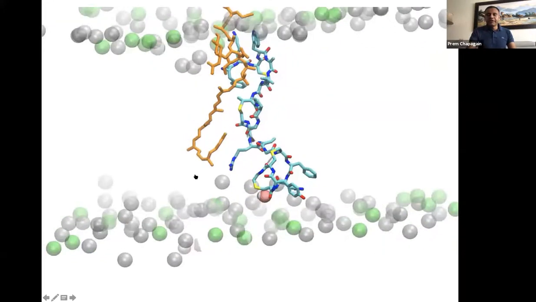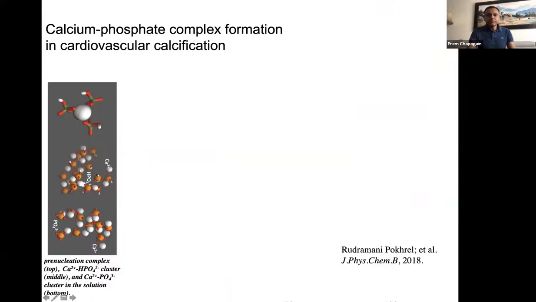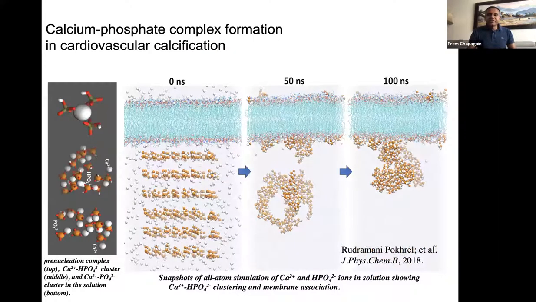But we also simulated them with multiple chains. This is already published. This is not submitted. I'm sorry, I was supposed to change it. But you can see how these peptide chains come close and they transport even more water molecules and also ions. So I'm just sampling a few examples here and there just to give you how broad the application of MD is in terms of simulating different systems.